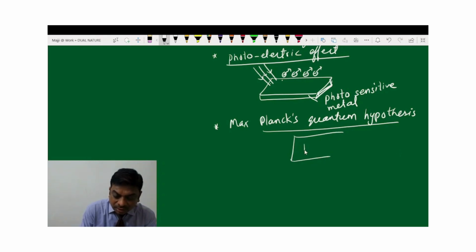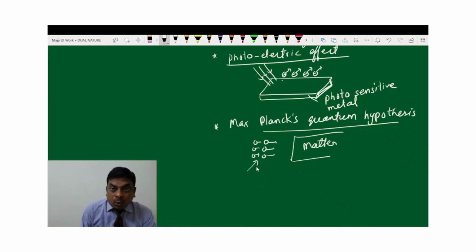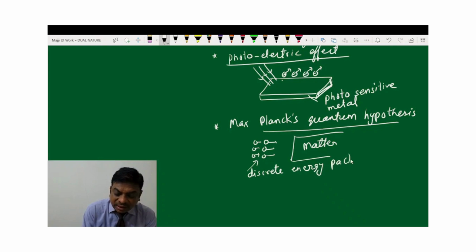Suppose this is a matter, anything: solid, liquid, gas. Now light is made incident on it. Then basically it will be in the form of discrete energy packets, which will be known as the quantum. In case of light, they are known as photons. Discrete means well separated from each other. Discrete energy packets. In case of light they'll be known as photons, or in general, they'll be known as quanta. The plural of quantum is quanta.